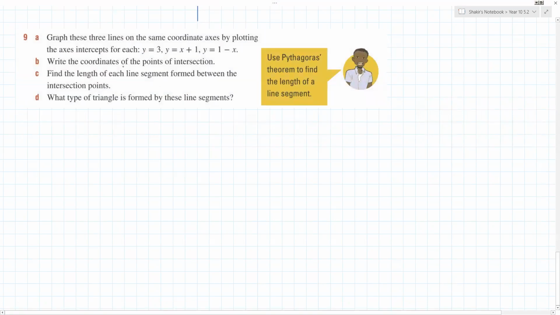Okay, so how would you do this question? Let's see. Graph these 3 lines on the same coordinate axes by plotting the axis intercepts for each of those.